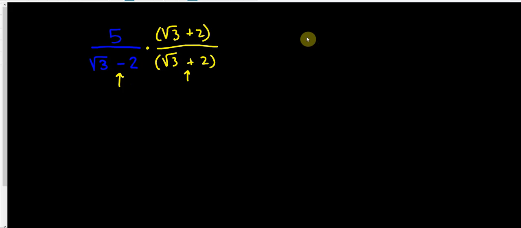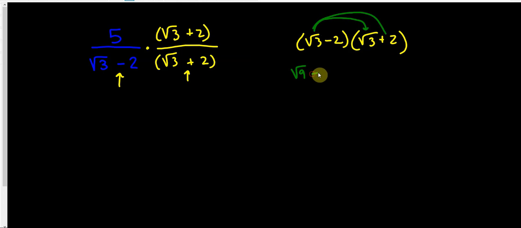You could take the time to FOIL this out. What is it? Square root of 3 minus 2 times square root of 3 plus 2. But the middle term, which gave us issues last time, is going to cancel out. So square root of 3 times square root of 3 gives me square root of 9. Square root of 3 times positive 2 is positive 2 square root of 3. A negative 2 times that is a negative 2 square root of 3. And negative 2 times positive 2 is a negative 4. Notice that these are perfect opposites, so they will subtract away. And I'll be left with square root of 9 is 3 minus 4.